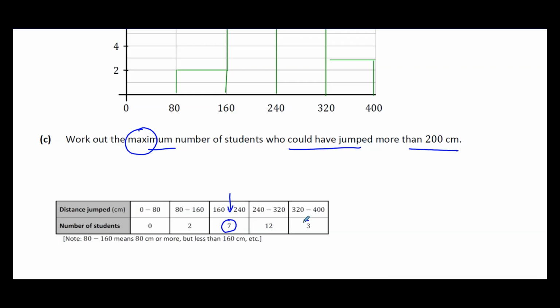So we know for sure that these 3 jumped more than 240, and these 12 jumped more than 200, and then the maximum number. There is a possibility that all of those 7 here jumped more than 200. And then we put that in the calculator and we get 22. That's the reason why they are saying maximum, and could have jumped, but not definitely jumped.